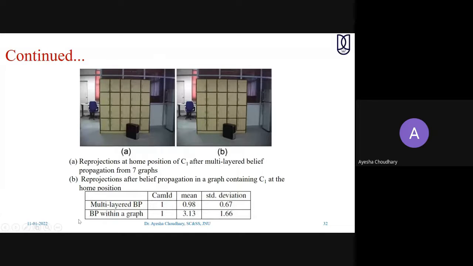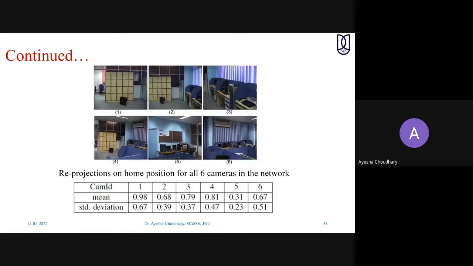And you can see that when you do belief propagation only within a graph, the error is still 3.13, but after belief propagation across multiple graphs, the error goes down to less than 1 pixel, and therefore the reprojection is much better. Similarly, over here, this is reprojection on home position of all 6 cameras in our network. And as can be seen, the mean error is less than 1 pixel in every camera. This is after belief propagation across the Pantel network.